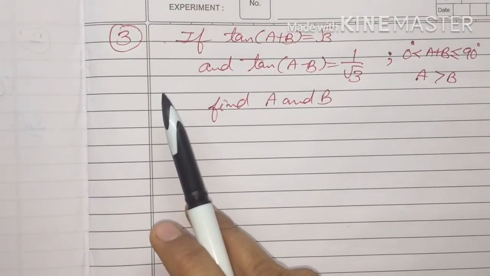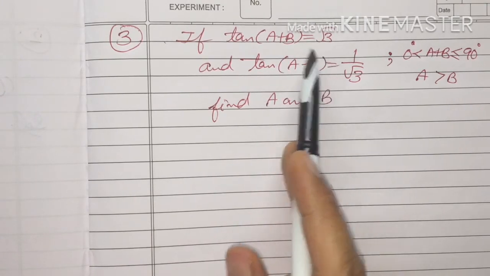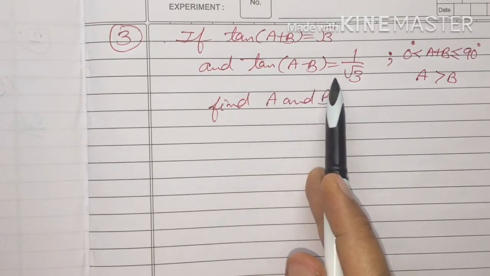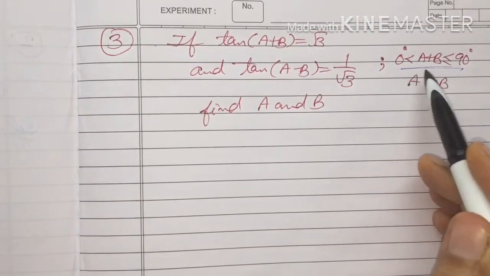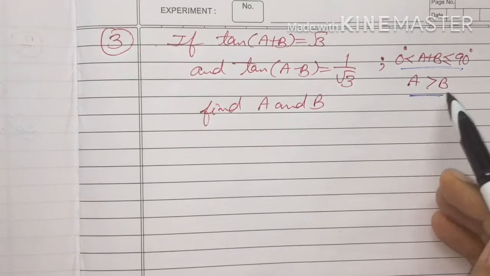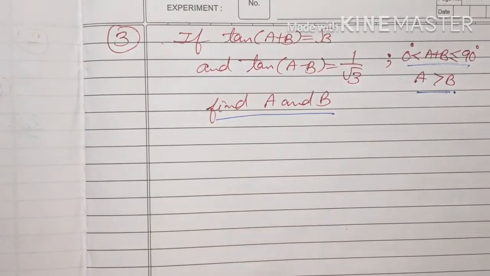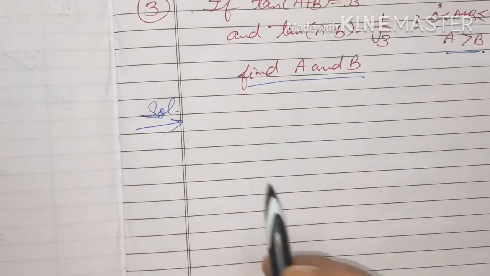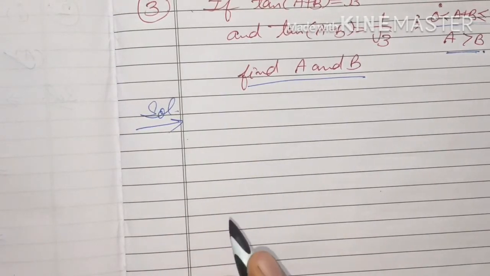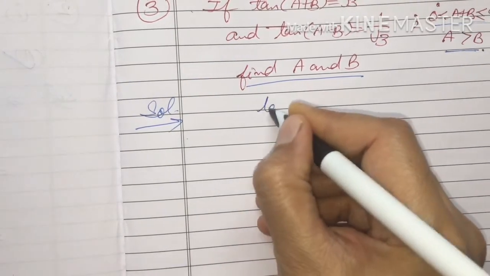Question number 3, exercise 8.2. If tangent a plus b is equal to root 3 and tangent a minus b is equal to 1 upon root 3, and the values are given between 0 to 90 degree and a is greater than b, these are the things given in the question, we need to find out the value of a and b. So in these types of questions, we will put the value of these trigonometric ratios. So we will use the given part.